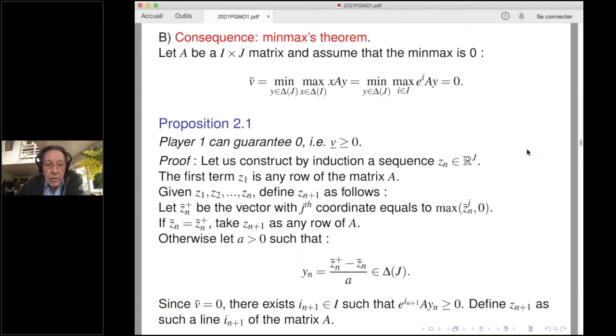So I just repeat: at stage n, you look at the average Zn bar, you look at the positive part, and you look at the components, in fact, that have negative payoff. And you normalize it, and you play a best reply to this normalized component. So in fact, from the point of view of player 1, you look at the worst past behavior of player 2, and you play a best reply to this worst past behavior.